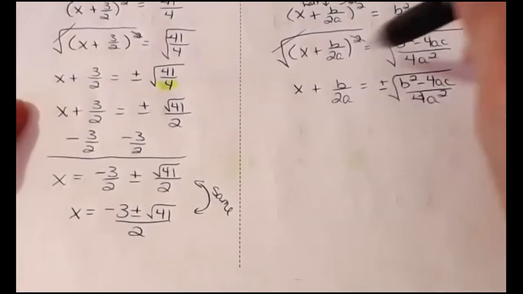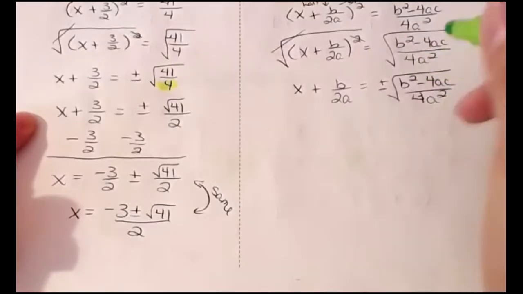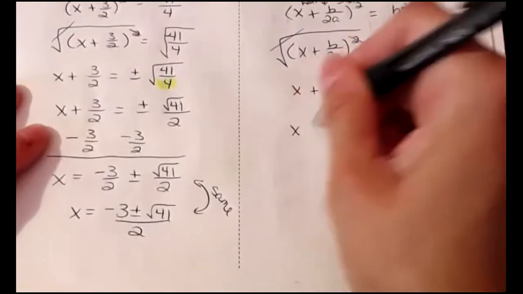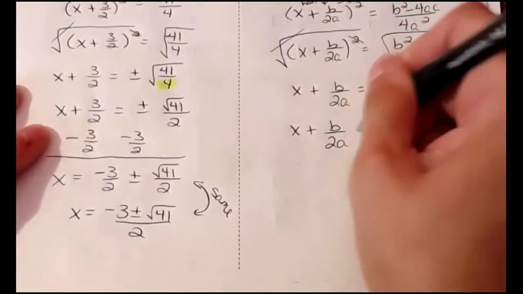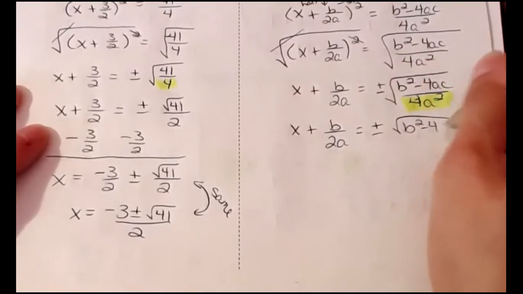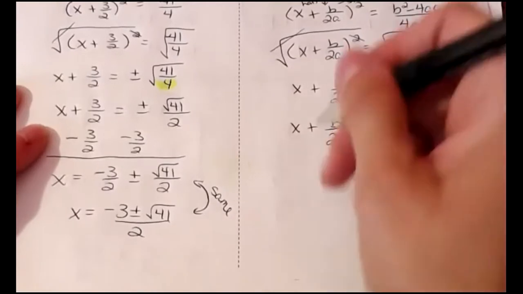Now notice over here in our denominator, we also have a perfect square. This is actually really interesting, and we're almost done deriving the quadratic formula. The square root of 4a squared is 2a, right? Because those are both perfect squares. Check this out. So x plus b over 2a is equal to positive or negative square root of b squared minus 4ac all over 2a.